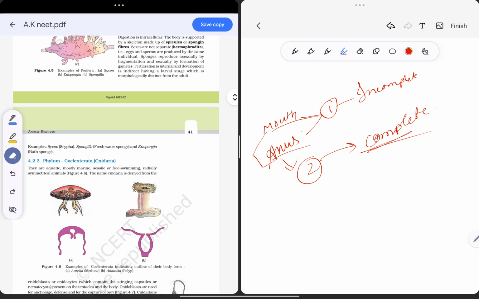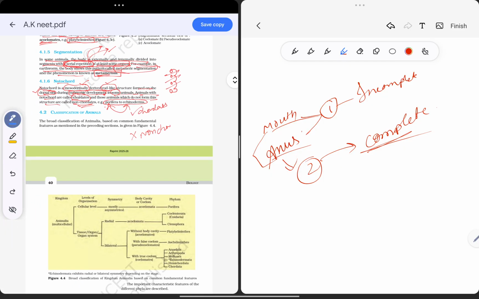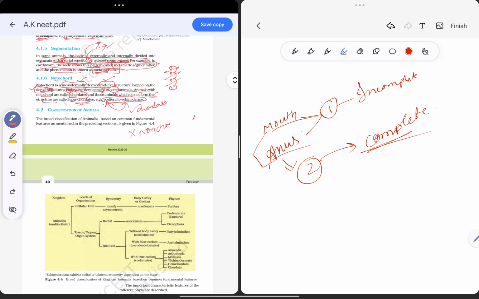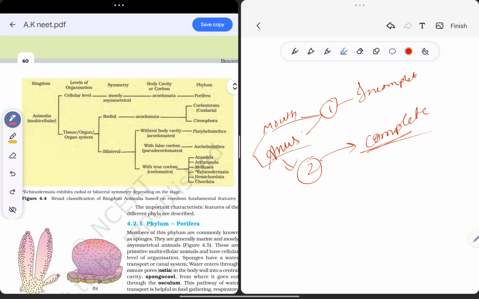I'll tell you the highlighted points of each and every topic so that you can remember them more easily. So try to remember even this mind map. The mind map which I told you at the beginning was also important.